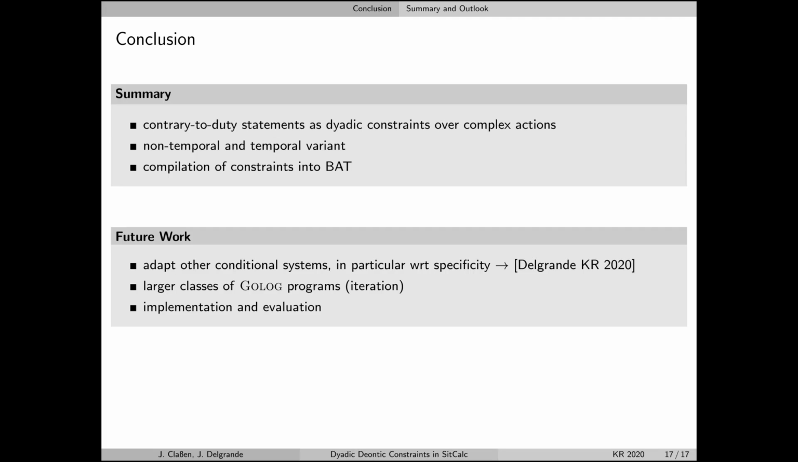In particular, in this talk tomorrow, Jim will show an approach that, among other things, handles specificity better than what we presented here. Another important direction is to consider larger fragments of GOLOG for specifying constraints, in particular with regards to including iteration. And finally, we are in the process of implementing and evaluating the approach.